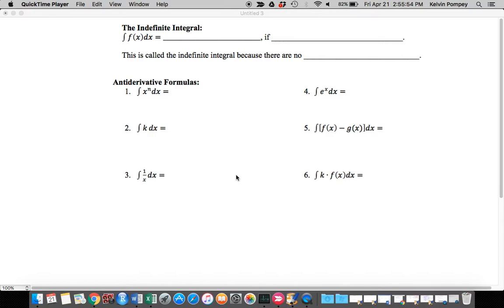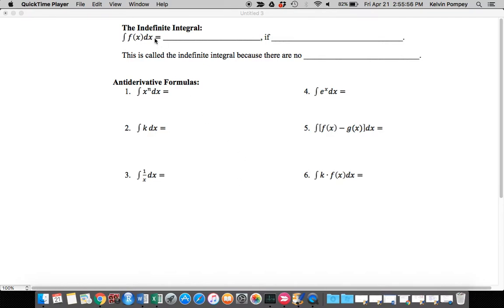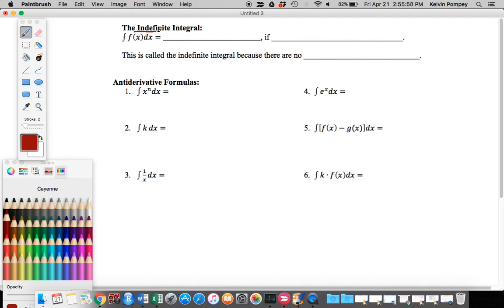Now I would like to introduce the concept of the indefinite integral. The indefinite integral. And it looks like this. Notice that we've looked at these before when we were talking about area under the curve, or total change, or accumulated change. Now we're going to think about this purely algebraically, or with pure calculus.